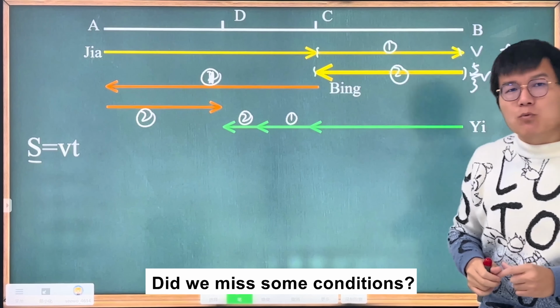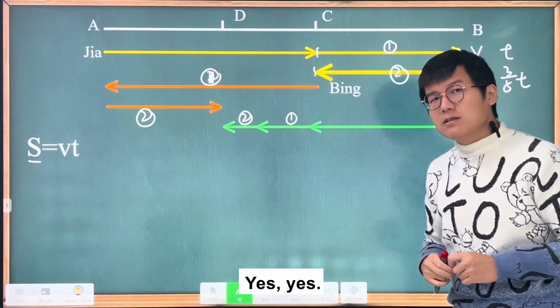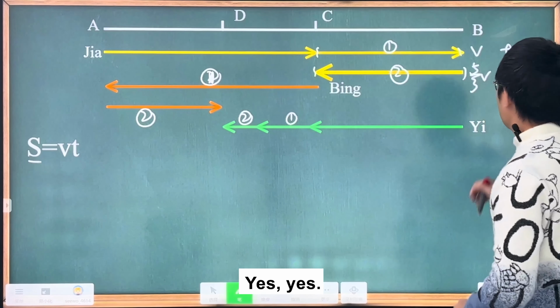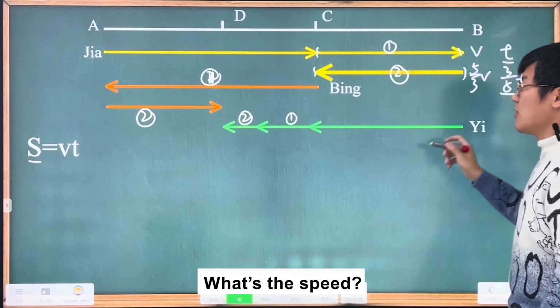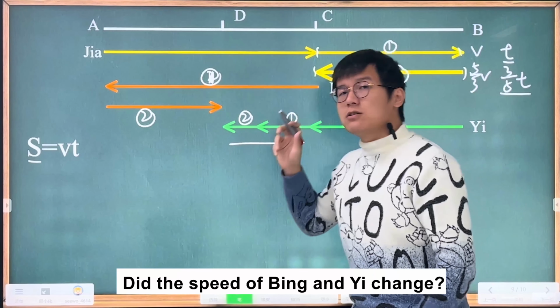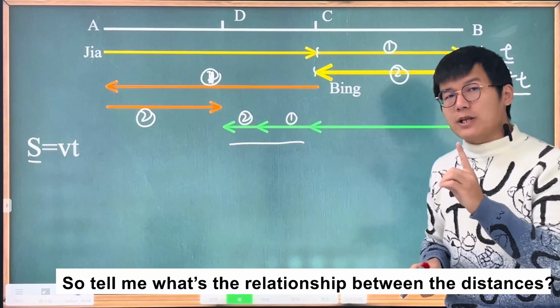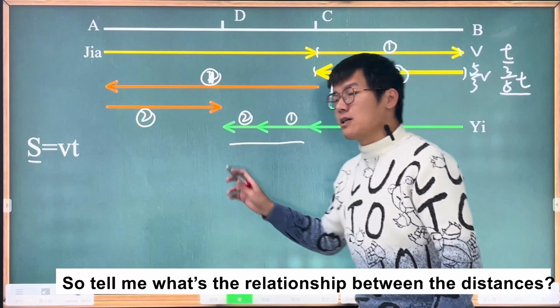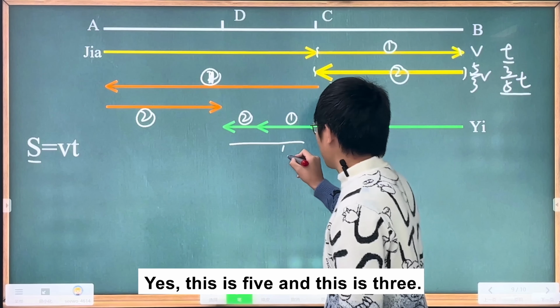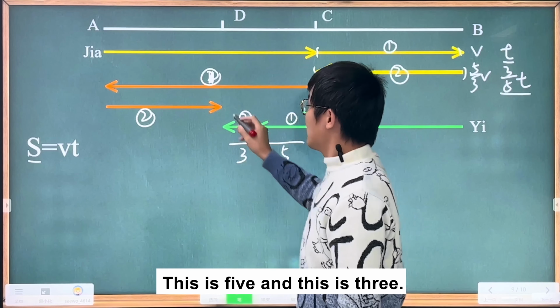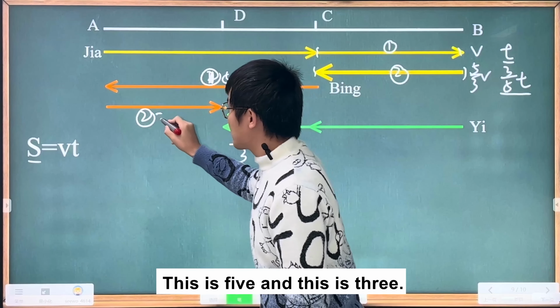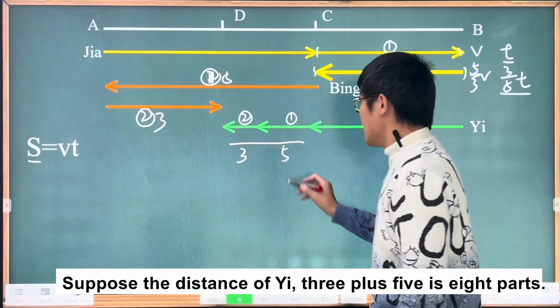Did we miss some conditions? Yes. The time is here. What's the speed? Did the speed of Bing and E change? No. So tell me, what's the relationship between the distance? Yes, this is 5 and this is 3. This is 5 and this is 3. Okay, now we have known that.